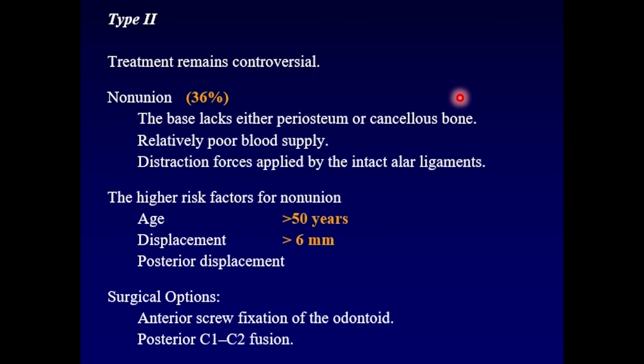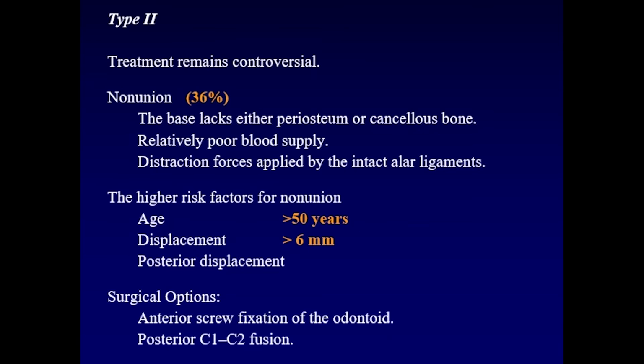The higher risk factors for non-union include age in patients over 50 years, and if you have a displacement of more than 6 millimeters, or if you have posterior displacement. Surgical options include anterior screw fixation of the odontoid or posterior C1-C2 fusions.